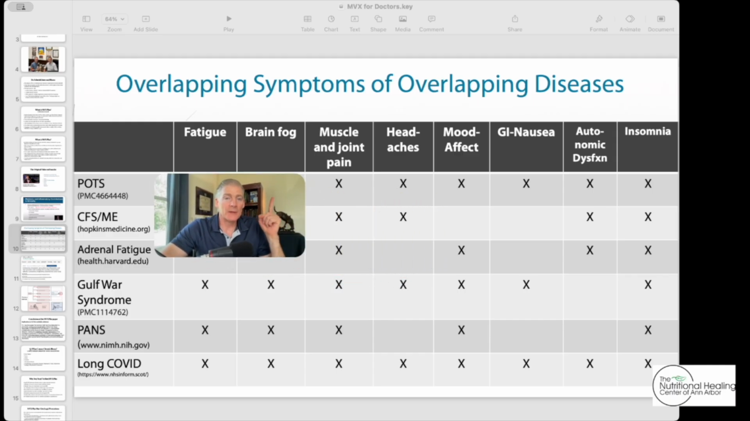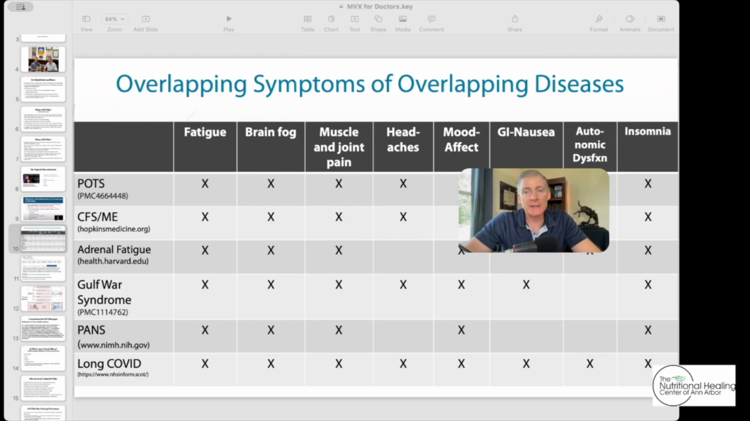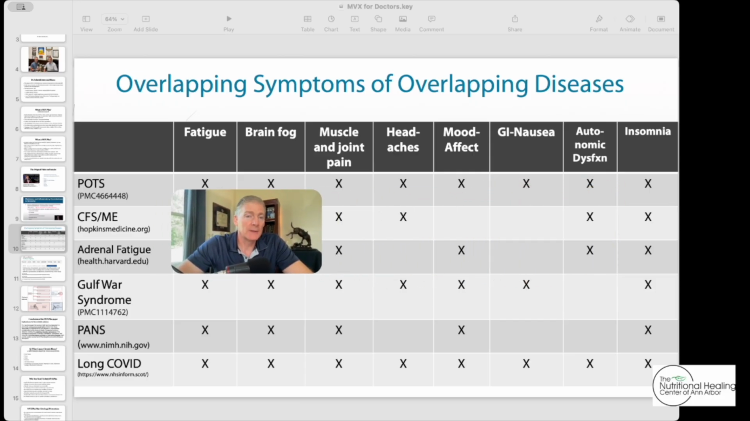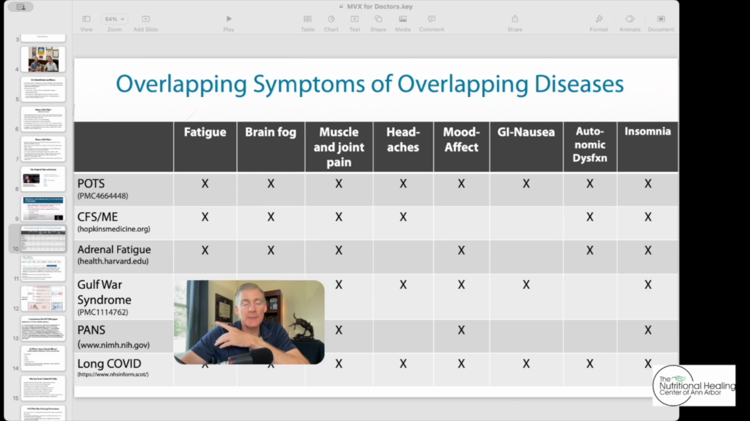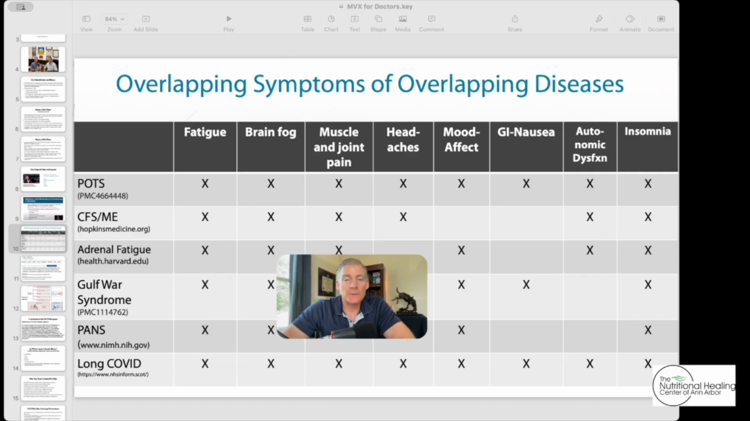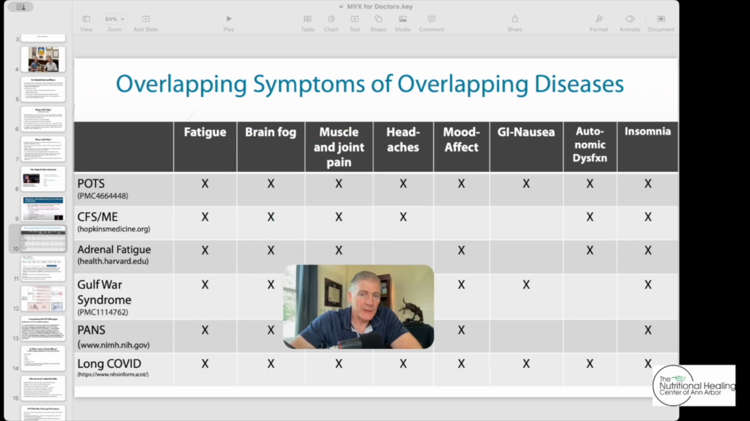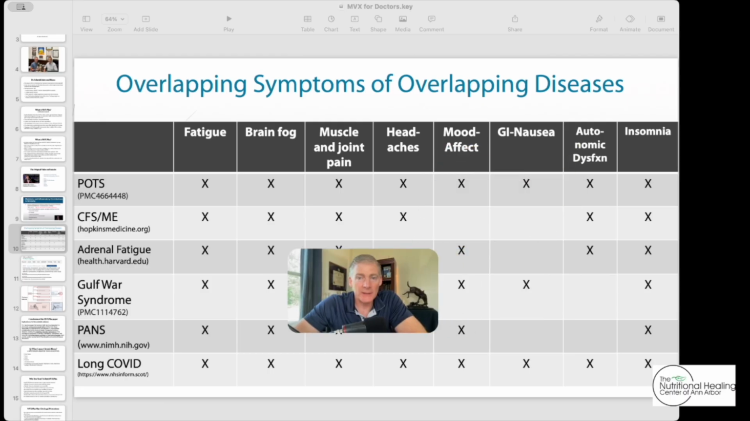So above me, we have symptoms: fatigue, brain fog, muscle and joint pain, headaches, mood, GI stuff, autonomic nervous system problems, insomnia. And on this side, we have POTS, which is like a dizziness problem, chronic fatigue, fibromyalgia, Gulf War syndrome, PANS, which is antibiotic-resistant bacterial infection, and then down here. So look at the symptoms. All of these conditions have fatigue. They all have brain fog. They all have muscle and joint pain. 4 out of 6 have headaches.